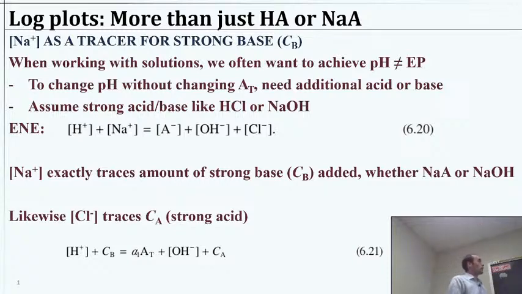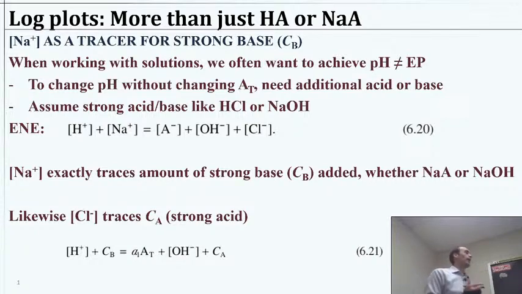Okay, so last time we talked about these log concentration plots versus pH. Talked about the HA case and the NaA case, where we were looking at what is this equivalence point, where does that show up, how do we draw these things, and what kind of utility can we get from drawing them. There's one more case to talk about, and that's when it's not just HA or NaA, rather what happens if we're adding something else to change the pH.